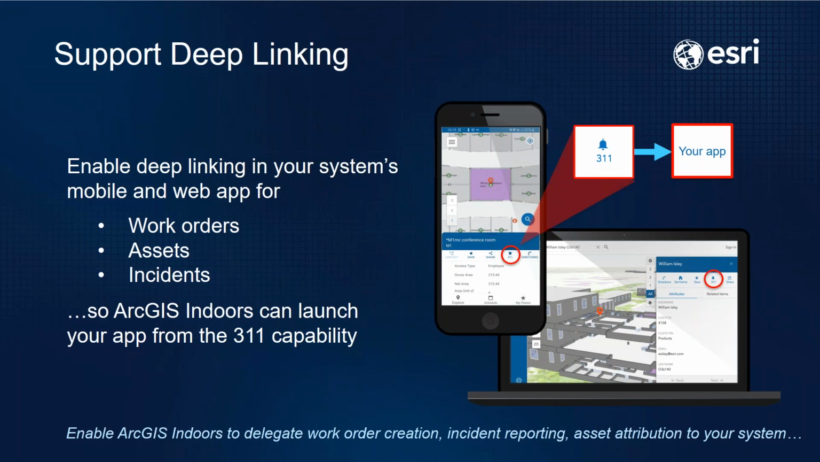So if you have your own incident management system or work order management system where you want to put something into the system, an occupant user can simply push 311 within the ArcGIS Indoors application and launch into the other experience that may exist for this work order management system or asset management system.